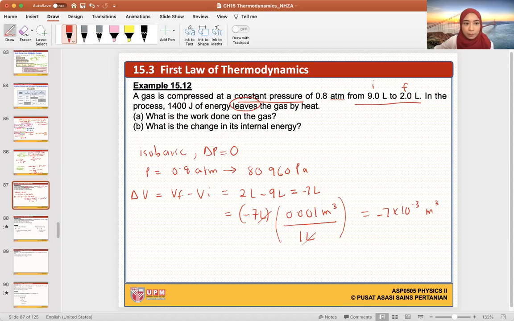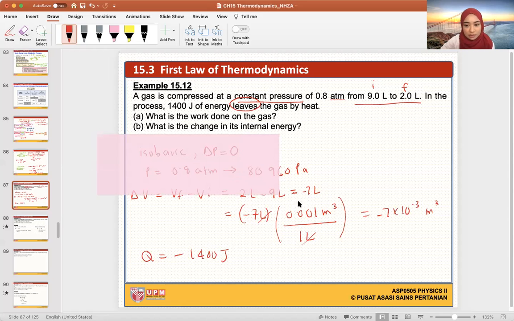Leaves. Should my Q be positive or negative? Negative, because it is leaving, right? It is expelling, it is leaving, it is releasing. So dikeluarkan. So Q is minus 1,400 joules. What is the work done on the gas? Okay, kita baru buat conversion, etc.